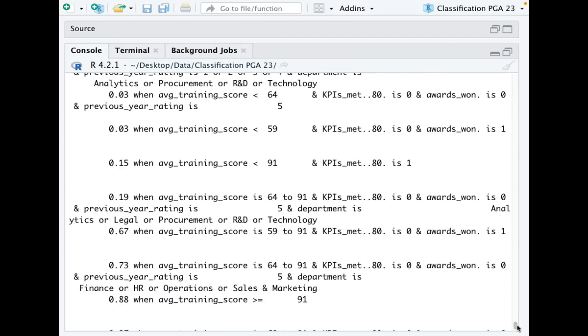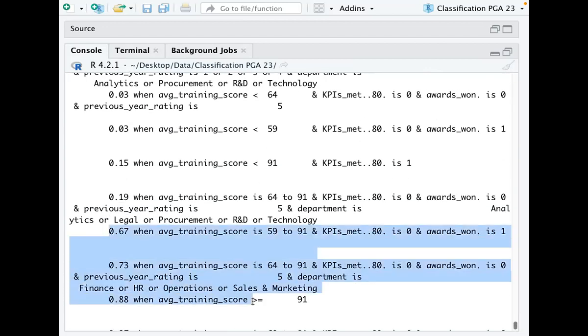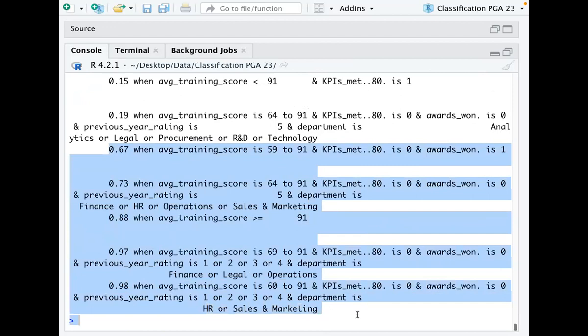Who will get promoted? These 3 rules are for the people who are getting promoted. 0.67 probability if the average training score is between 59 to 91 and KPIs met is 0 and awards won is 1. Even if he didn't meet his KPIs but awards won is 1, then he has 0.67 probability that he will get promoted. 0.73 if the average training score is 64 to 91, KPIs met is 0, awards won is 0, but his previous year rating is 5.